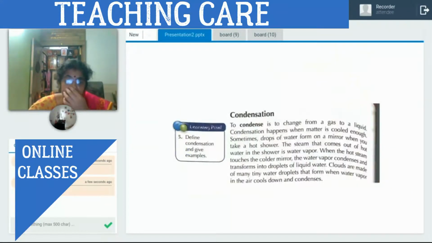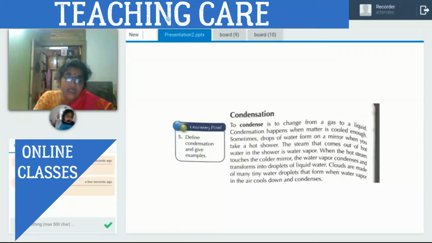Yeah. Next, last is condensation. Srishti, the last part is condensation. What is condensation? Gas to liquid. Have you ever noticed this gas to liquid? No. Yeah. I have an example. You read, then you can understand. Condensation happens when matter is cooled enough, right?